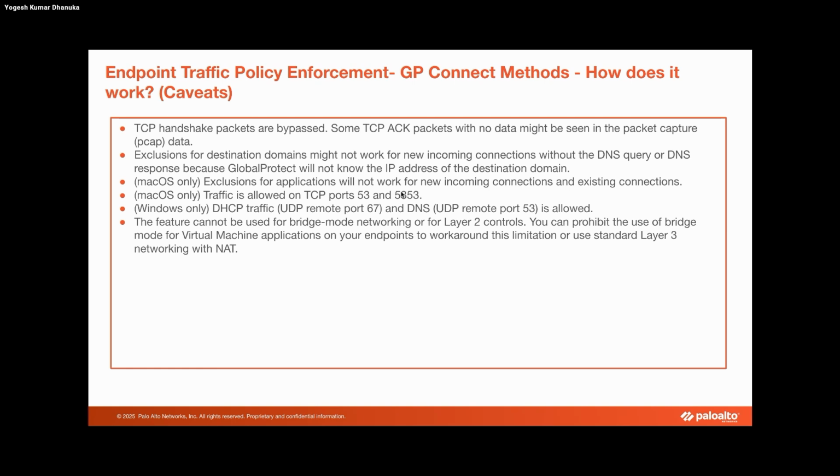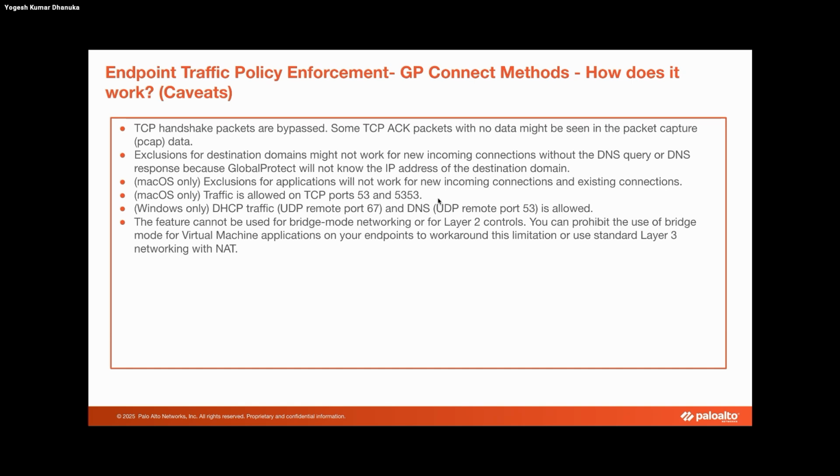For macOS, there are a few specific caveats. So these are for Windows. This one is for Mac: the exclusion for application will not work for any new incoming connection or existing connection. When we say application, we are again talking about split tunnel for application. You have an option where you can define specific applications with the plist path for exclusion. That does not apply on macOS.